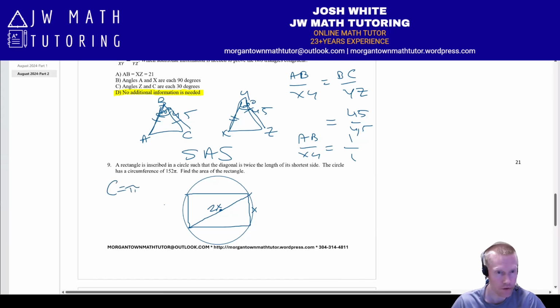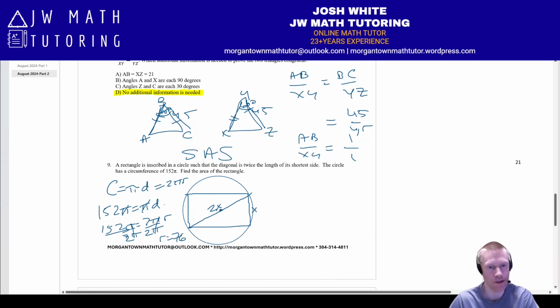So the circumference of a circle is just equal to pi times the diameter. Now, if you wanted to, you could also technically set it equal to 2 pi times the radius, if you didn't remember pi times the diameter. But either way, if you do it this way, you just get the diameter is 152. If you do it using the other equation, dividing by 2 pi here, the pi's cancel out, of course. 152 divided by 2, you just get the radius equal to 76.